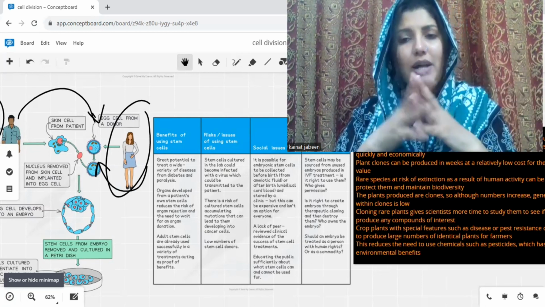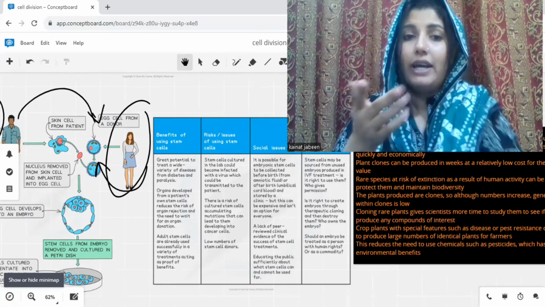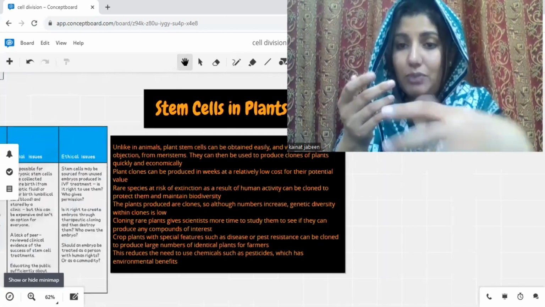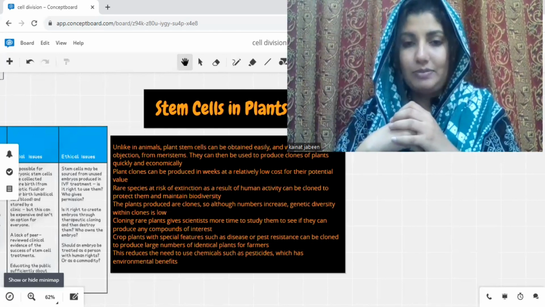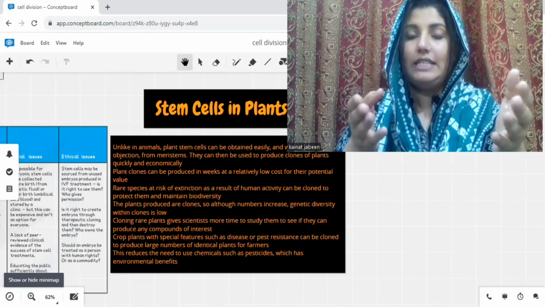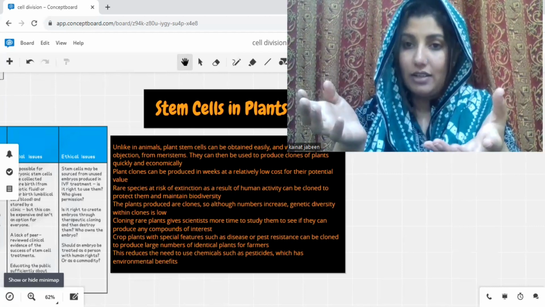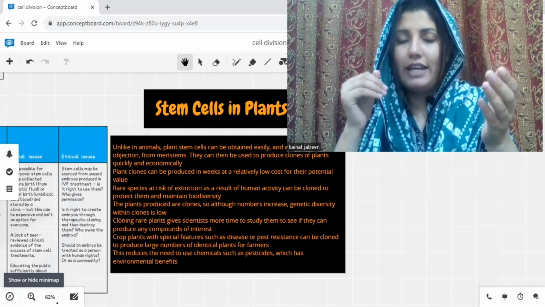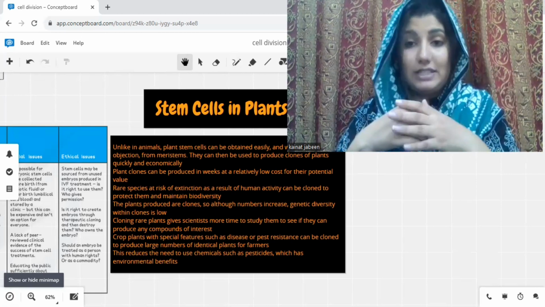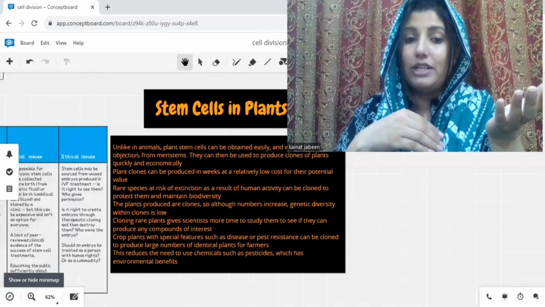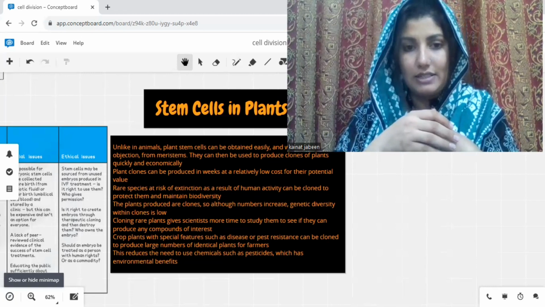But when we talk about plants, there is no ethical issue and no social issue. Why? Because plants can be easily created. New plants can be easily produced by using stem cells. And as I told you before, these stem cells in plants are used to make a lot of other plants that are going to become extinct. We can produce more of those species. Second, we can produce species that are more pest resistant or disease resistant. It's a good advantage for farmers because they can produce a lot of more resistant species.